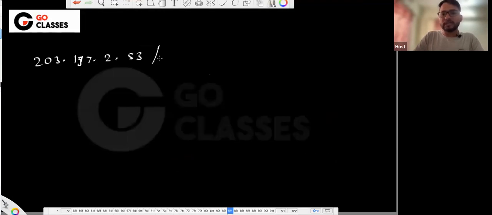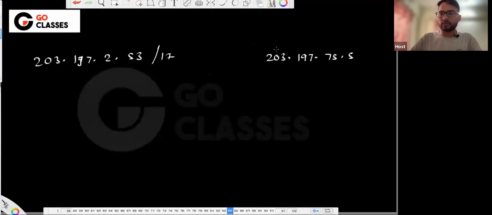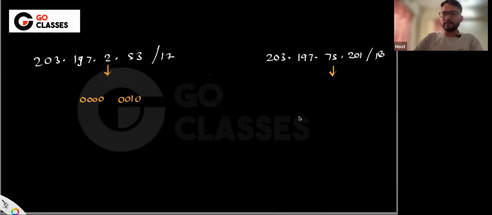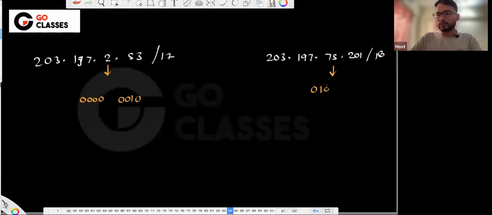197.2.53 slash 17. Another one is 203.197.75.50.201. Another one is this, slash 18. So here this 2, if you represent in binary, it is 0 0 0 0 0 0 1 0. If you represent this 17 in binary, it is 0 1 0 0 1 0 1 1 0 1 0 0 1 0 1 1.